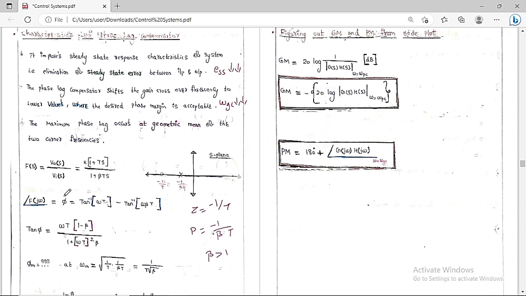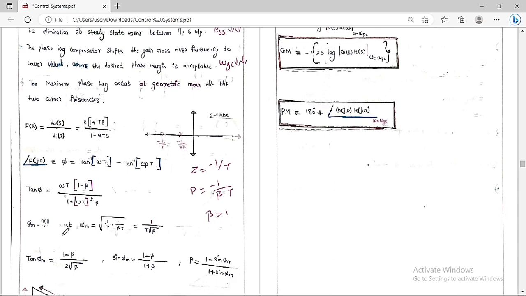Now if I want to know the phase angle, replace s by j omega. The phase angle of j omega is phi is equal to tan inverse of omega t minus tan inverse of omega beta t. If I apply tan on both sides, then we finally get tan phi is equal to omega t into (1 minus beta) by (1 plus omega t whole square into beta).